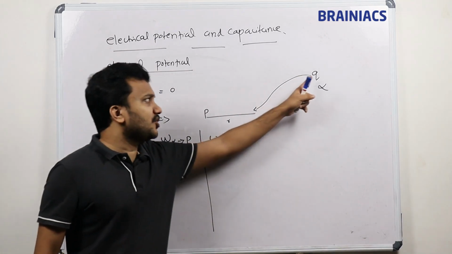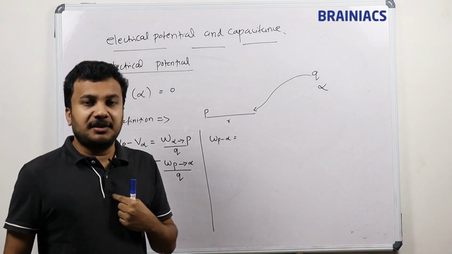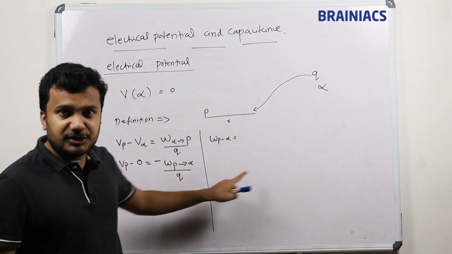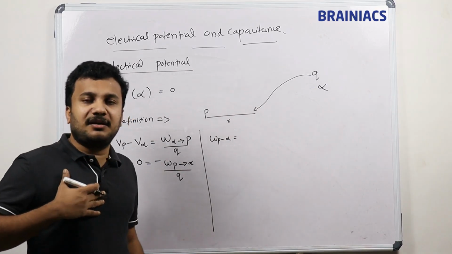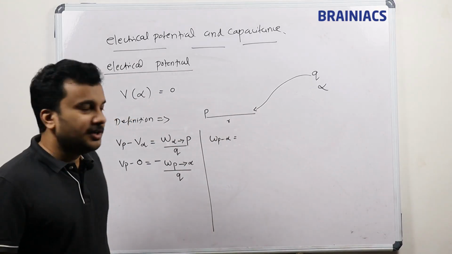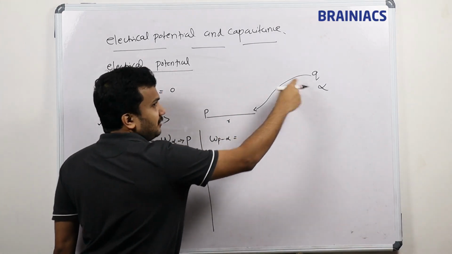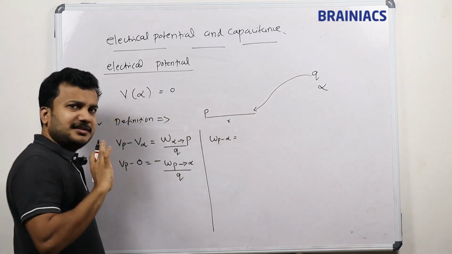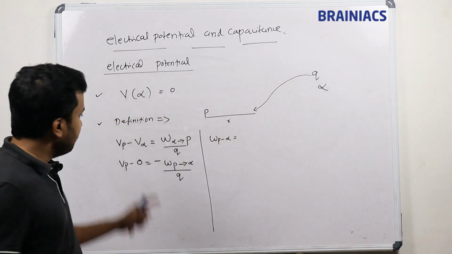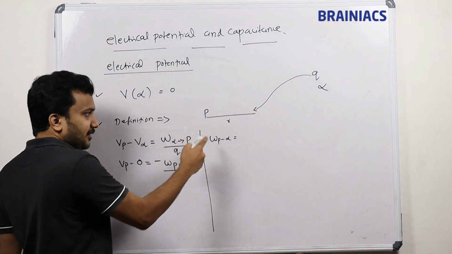Who is bringing the charge from Q to this point? I am. With respect to the system, I am an external person, so for me it is called an external agent. So the work done by an external agent to bring a unit charge, this may be a 1 coulomb charge, from infinity to that point, is actually the definition of electrical potential. We will write the definitions later, but first we will understand the concept.